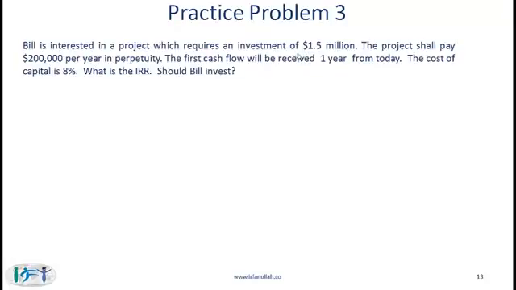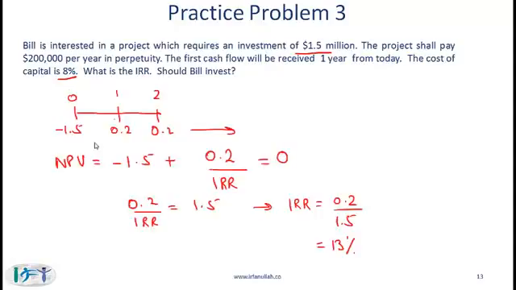A project requires an investment of 1.5 million. The project shall pay 200,000 per year in perpetuity. First cash flow 1 year from today. Cost of capital 8%. Before you hear the explanation, I want you to pause the video and try to solve this on your own. So here is what you need to do.